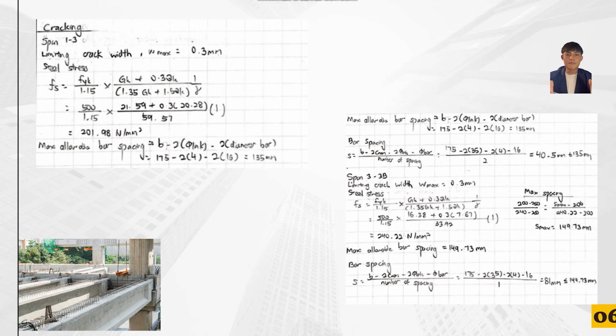Hence, the last step we need to calculate is the cracking. The limiting crack width w max is equal to 0.3 mm, which refers to Eurocode, and the maximum allowable bar spacing we calculate is equal to 135 mm. So we calculate the bar spacing for support 1/3 and span 3/3. That is the result that we show in the slide.